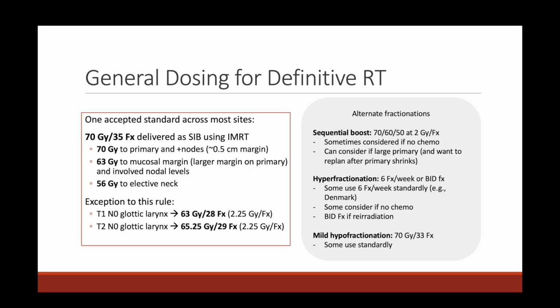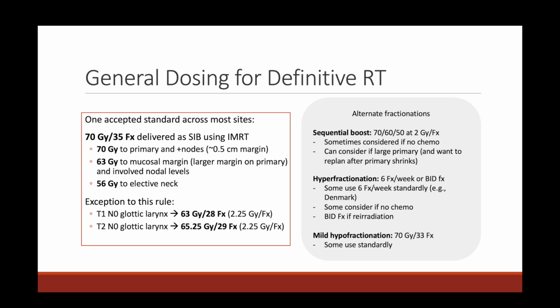Hyperfractionation can be used, so you can think about 6 fractions per week like in DAHANCA, or BID fractionation. Some people actually do use 6 fractions per week standardly. Oftentimes, I've seen some people consider it if we're not giving any concurrent chemotherapy. And then in the setting of reirradiation, I know a lot of folks prefer BID fractionation because it's a little bit easier from a toxicity perspective. And so there are different indications where you might consider hyperfractionation.